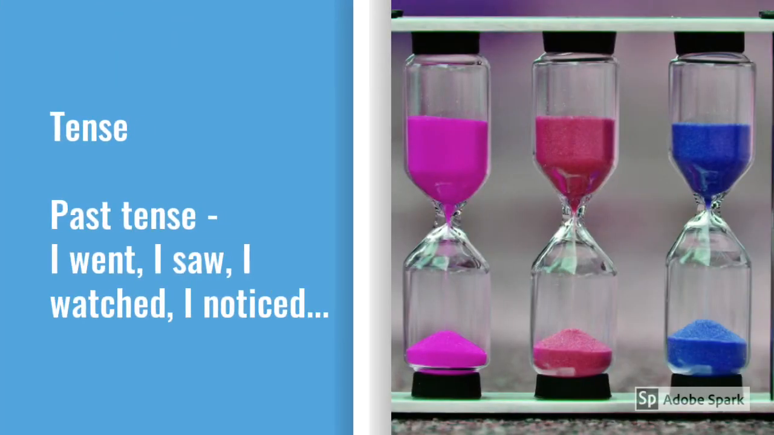Another thing to think about when you're checking that your writing is coherent is tense. For your writing today, you should mostly be using past tense. I went, I saw, I watched, I noticed. As you write, check to make sure you're using tense consistently, so you have the same tense all the way through your piece of writing.